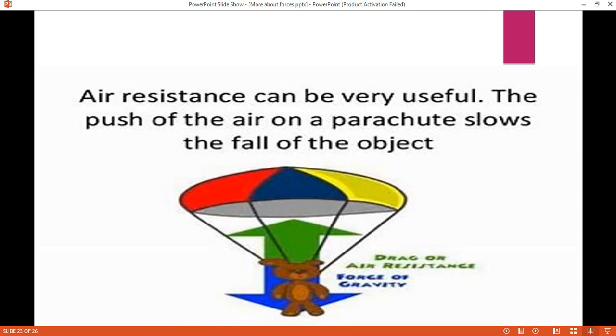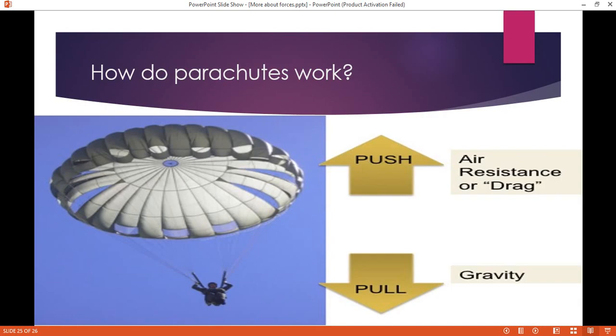Okay. Air resistance can be very useful. The push of the air on a parachute slows the fall of an object. When a parachute falls down, air resists its movement, causing the parachute to fall slowly. How? Look at this. The open parachute has a very large surface area. So this is the surface area.